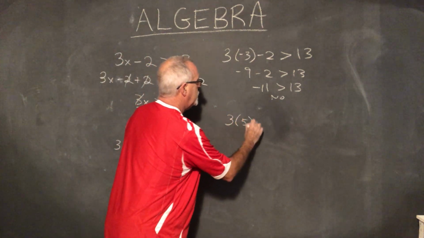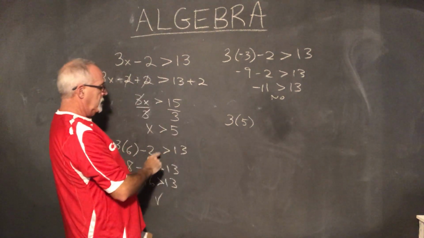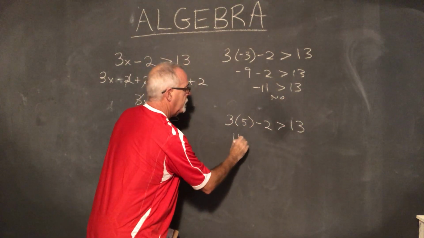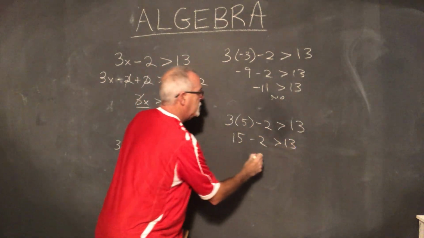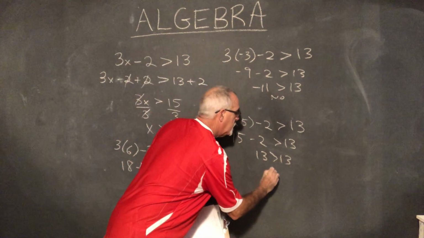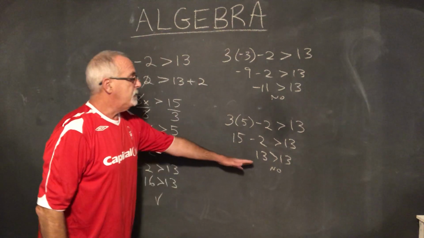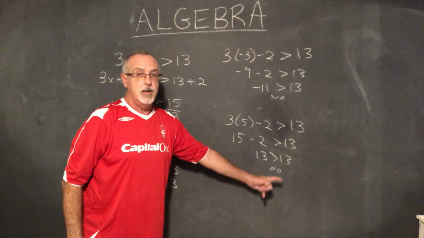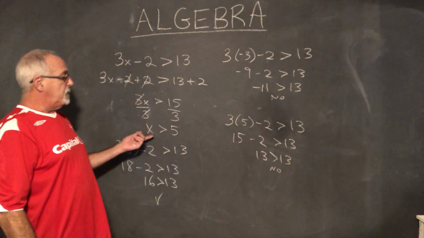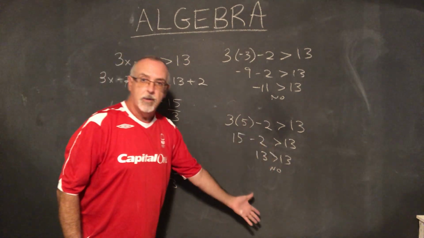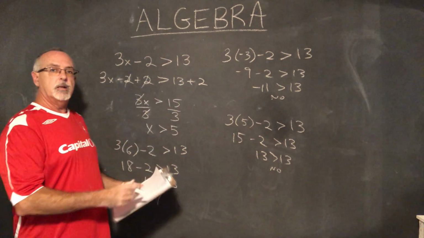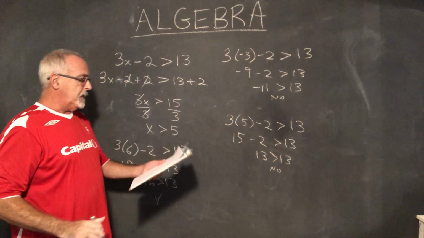Just plugging into my original question, 3 times 5 minus 2 greater than 13. 3 times 5 is 15. 15 minus 2 is 13. Is 13 greater than 13? No. It did not verify. It was close. It did not verify because it was not greater than or equal to. It was just greater than. 13 is not greater than 13. So we took a number 5, which we knew should not verify, and it didn't verify. You can even choose the number itself as part of your test to see if your algebra seems to be working. This algebra is working.